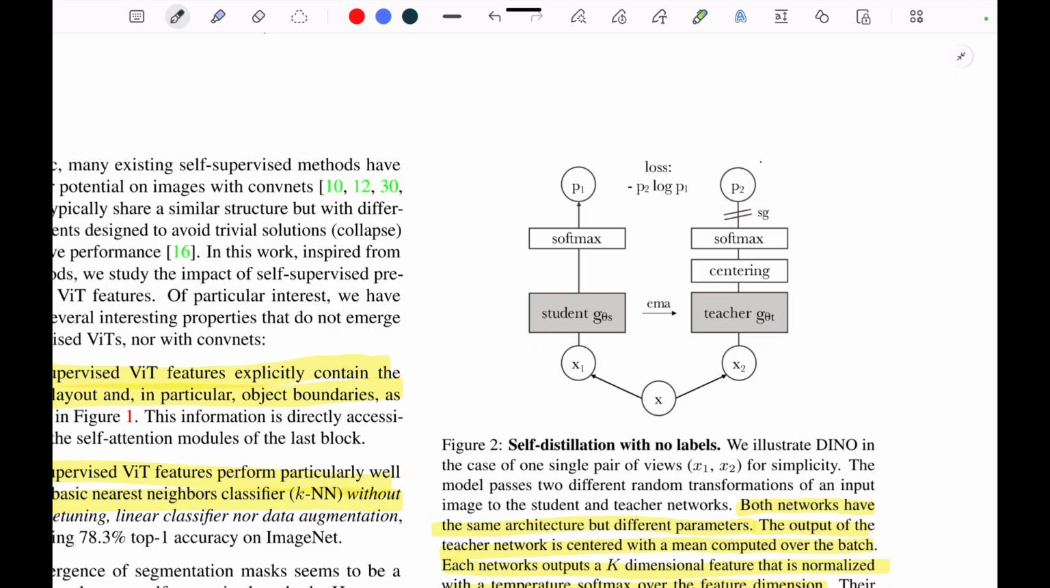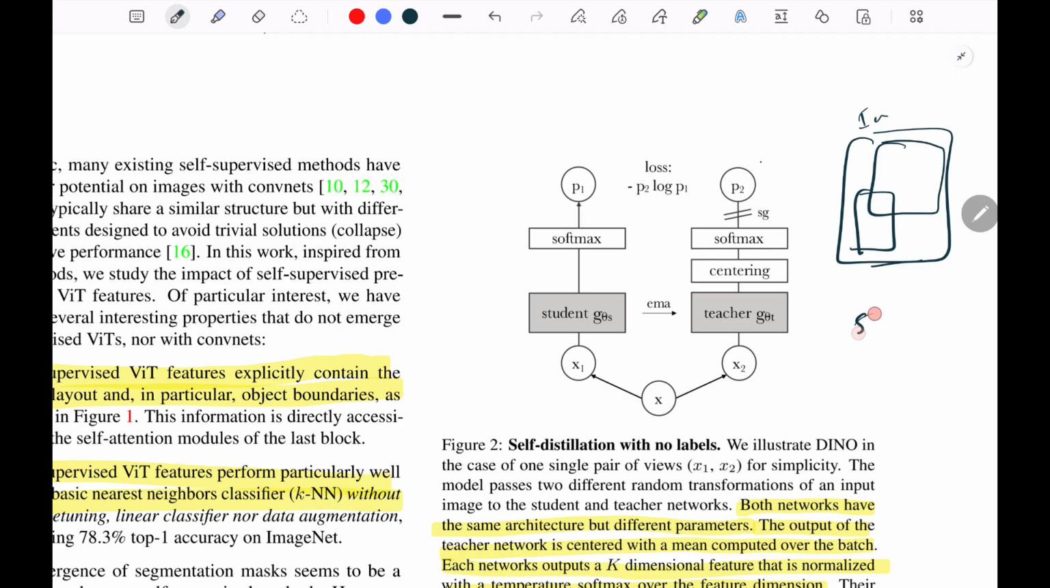Now that you have understood why centering and sharpening happen, I will explain again what happens. You get a patch. I will explain why there is a different patch, because how you get the patch for the teacher and student is a bit different. The assumption is that you give the teacher a bigger patch and the student a smaller patch. So from the original image, the teacher patch is 50% to 100%, and the student patch is 0 to 40%.